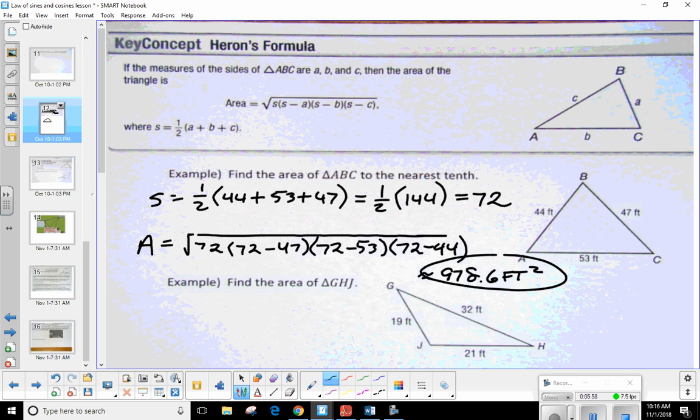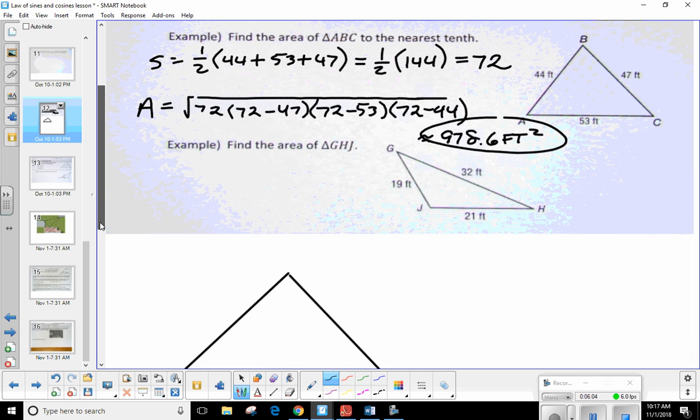Pretty straightforward? Okay. Well, let's try this next one here. Same thing. We want to try and find the area of triangle GHJ. So let me give you 1 minute. Let's see if you guys can come up with that area to the nearest tenth. So again, we're talking square feet.